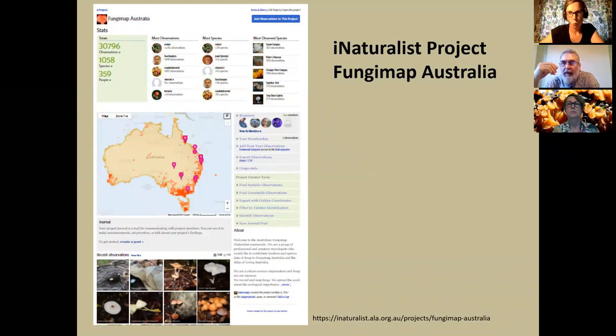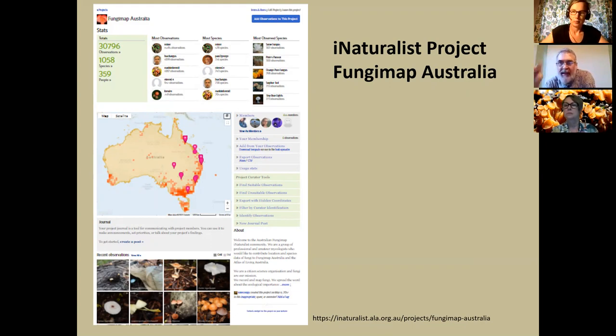And also that means doing a little bit less. So when you go out, don't worry, there's always more fungi than we can cope with. Every time we go out, there's more than we can cope with. So if there are 100 species on your walk around the bush in the day, get 10 really good photos with good information and log that in.